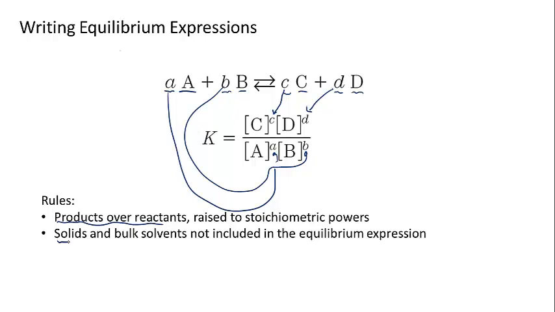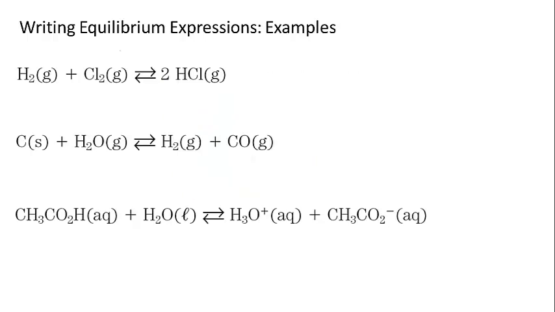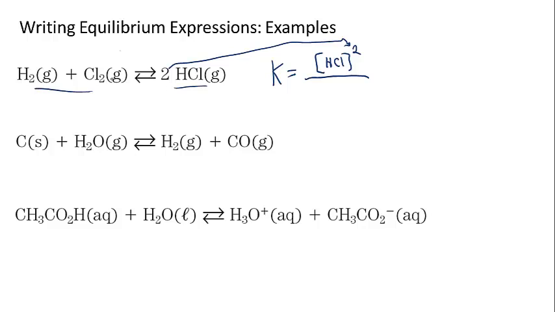Another rule is that solids or bulk solvents are not included in the equilibrium expression, for different reasons. Solids are not in solution, so they don't have a concentration. For bulk solvents, even if they are reactants or products in the system, their concentrations don't change, so we don't include them. So let's write a few of these. Here's an example where everything's in the gas phase. K for this will be the concentration of HCl squared, that 2 came from there, divided by, remember it's the products over the reactants, and then you multiply the concentrations of the reactants. So that's it for that one.